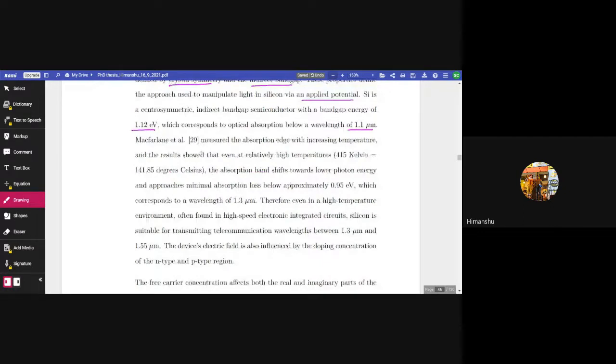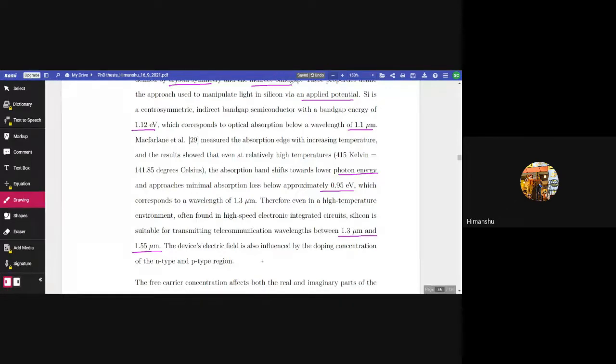McFarlane et al., reference 29, measured the absorption edge with increasing temperature, and the results showed that even at a relatively higher temperature, 415 Kelvin, which equals 141.85 degrees Celsius, the absorption band shifts towards lower photon energy and approaches minimal absorption loss below approximately 0.95 electron volts, which corresponds to a wavelength of 1.3 micrometers. Therefore, even in a higher temperature environment, often found in high-speed electronic integrated circuits, silicon is suitable for transmitting telecommunication wavelengths between 1.3 micrometers and 1.55 micrometers.